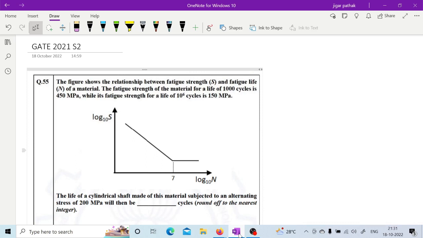Sir, for this problem, the cycle would be 1,63,842. Yeah, 840 or whatever, near to that. Correct. Okay then.